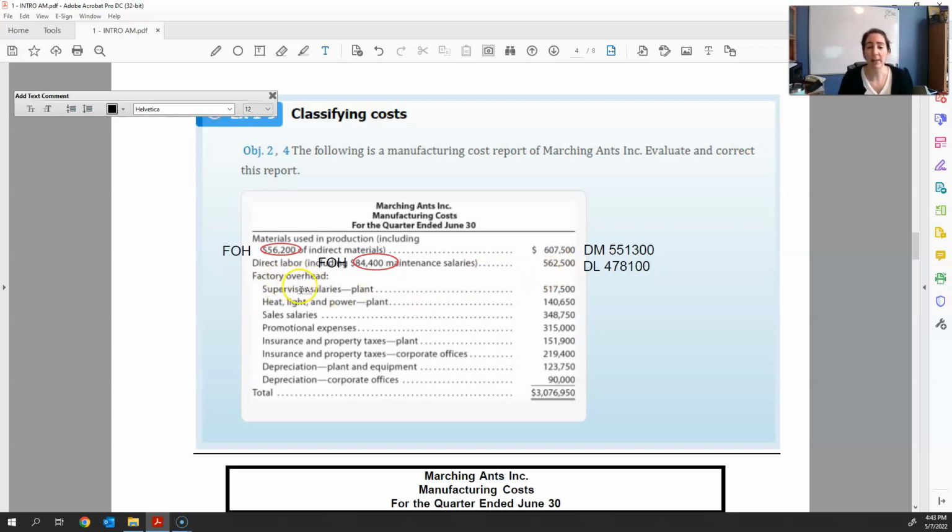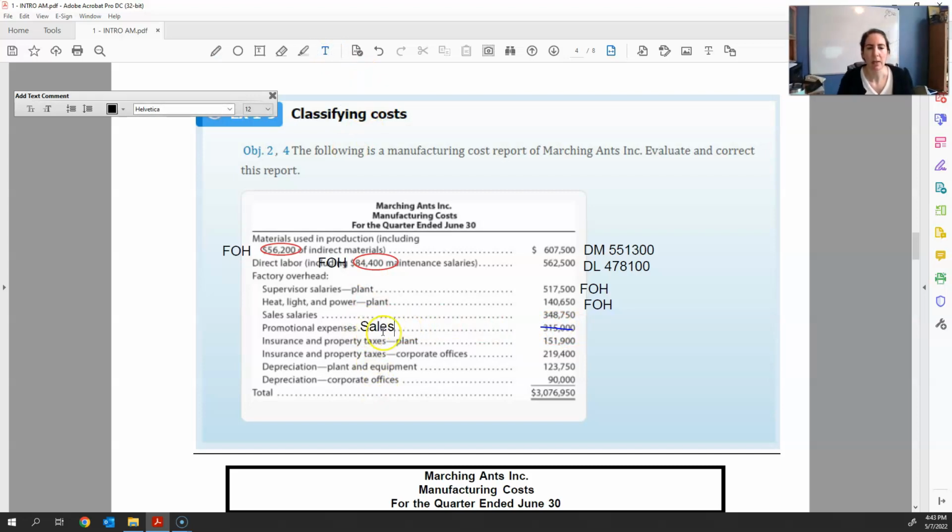Okay, now let's take a look at these. That way they all have classified into factory overhead. Supervisor salaries, that's factory overhead. Heat, light, power in the factory. Factory overhead. Sales salaries. That doesn't belong there. That's actually a selling expense. So we're going to knock that out of there. That's selling.